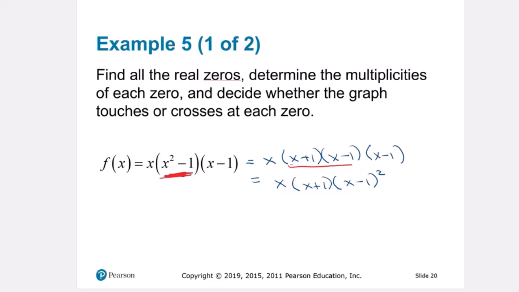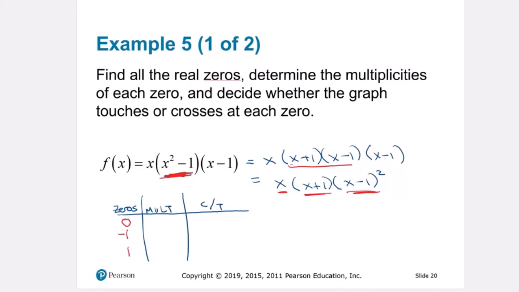Now we'll make a little table. And we'll call this zeros. We can call this multiplicity. And we can call this cross or touch. We have three factors, 1, 2, 3. I have a 0 at 0. X plus 1 has to equal 0. I have a 0 at negative 1. And here, x minus 1 equals 0, which would make me have a 0 at positive 1.